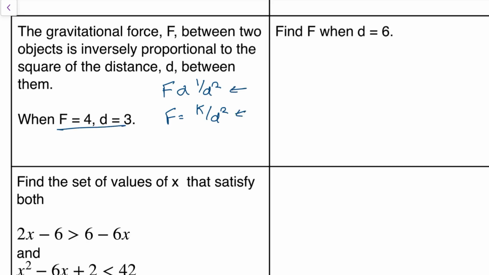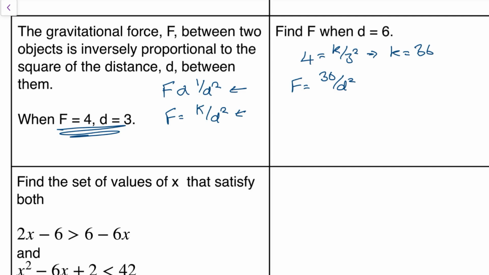Then it gives me some numbers, doesn't it? So it says when F equals 4, D equals 3. So in other words, I can say that 4 is equal to K divided by D squared, which is 3 squared, which is 9, which means that K is 4 times 9, which is going to be 36. And now I have an equation where I know what the K is. So in other words, very generally, I can say that F equals 36 divided by D squared.